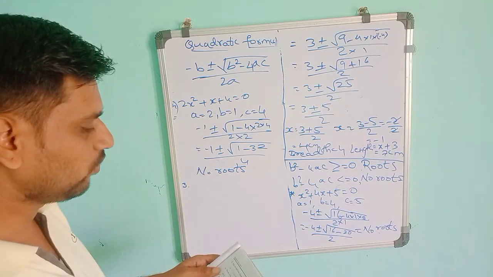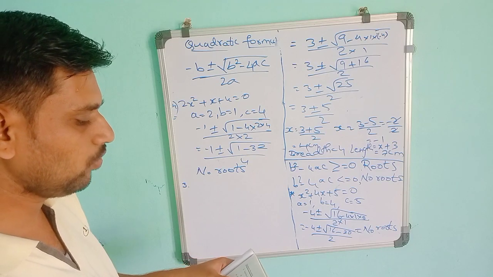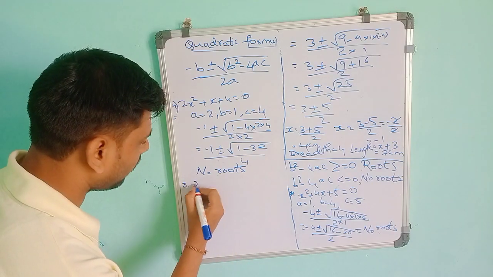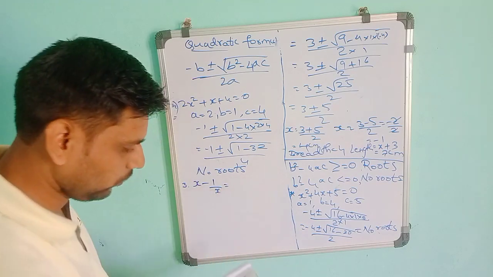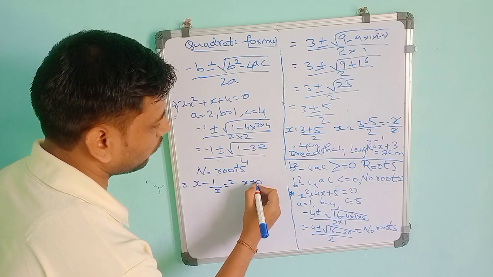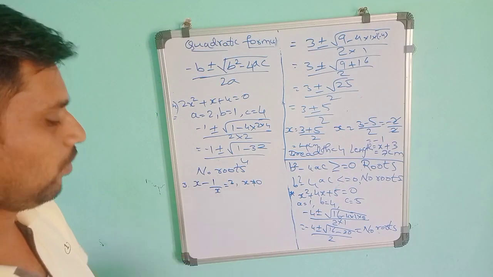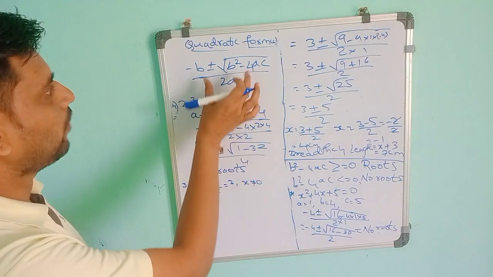The question given: find the roots of the following equation: x minus 1 by x equal to 3, and x is not equal to 0. So the condition given is that x is not equal to 0, so the x value should not be equal to 0. When they give this, you have to find the roots of the equation by the quadratic formula.